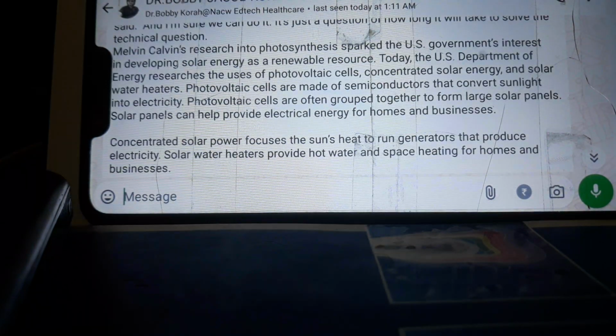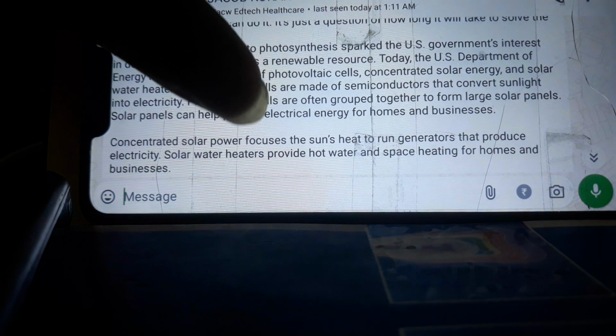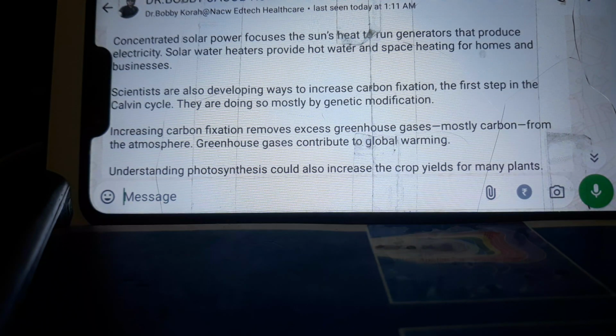Calvin's research into photosynthesis sparked the U.S. government's interest in developing solar energy as a renewable source. Today, the U.S. Department of Energy researches the uses of photovoltaic cells, concentrated solar energy, and solar water heaters. Photovoltaic cells are made up of semiconductors that convert sunlight into electricity. They are often grouped together to form large solar panels, which can help provide electrical energy for homes and businesses. Concentrated solar power focuses the sun's heat to run generators that produce electricity. Solar water heaters provide hot water and space heating for homes and businesses.